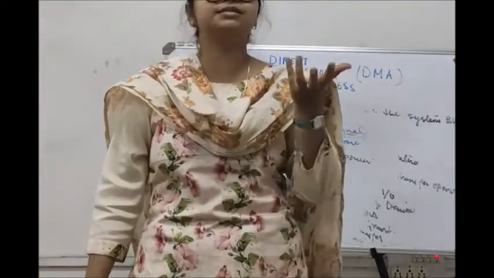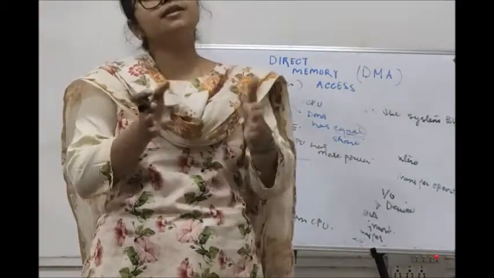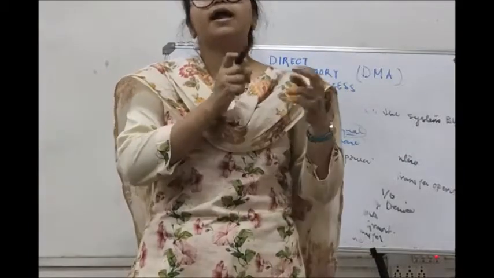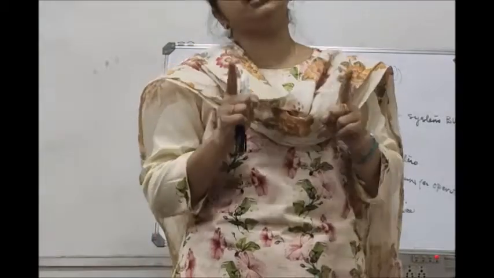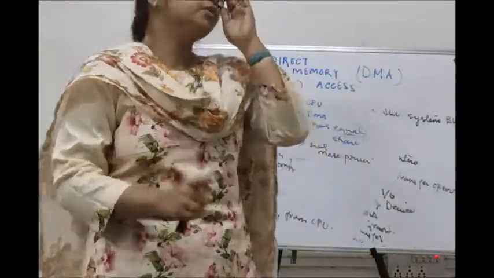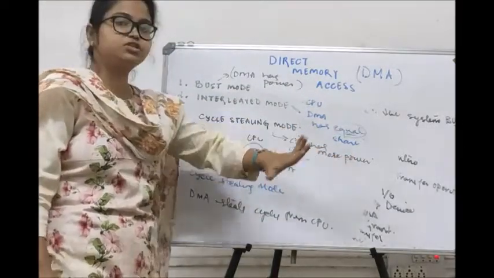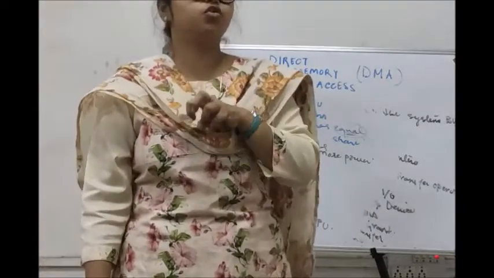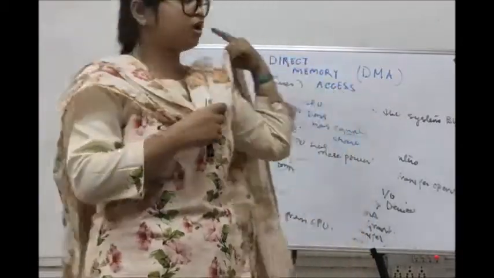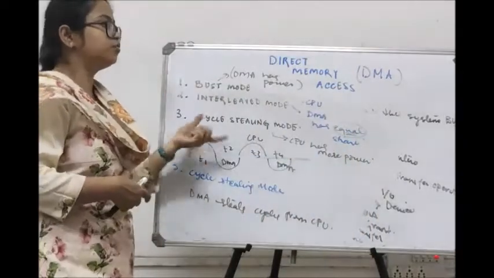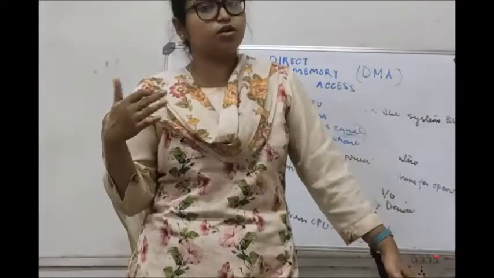If at all CPU has some cycles to spare, it has some time, it is idle, then DMA can take the bus and do its data transfer. If CPU is busy, bus will not be available to DMA for transfer. So in cycle stealing mode, CPU has power. If CPU is free, then only DMA can take control of the bus and make the data transfer from IO to system memory. I hope all the three modes in DMA are pretty much clear to you.